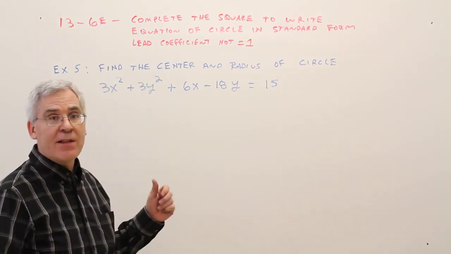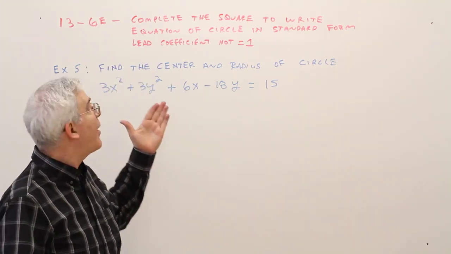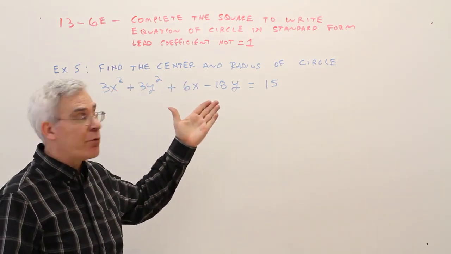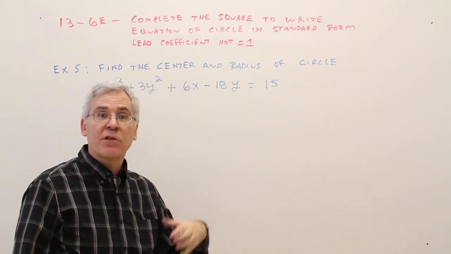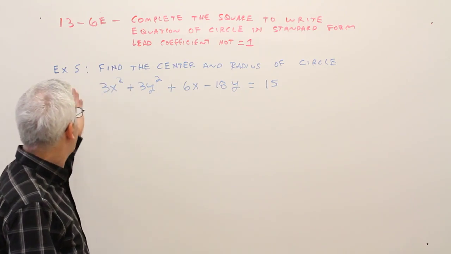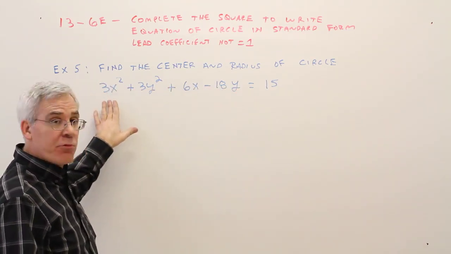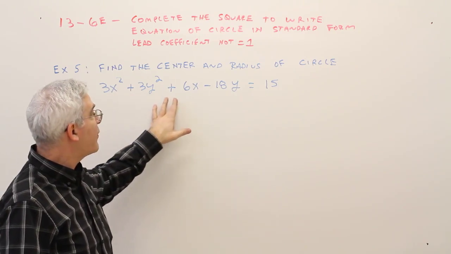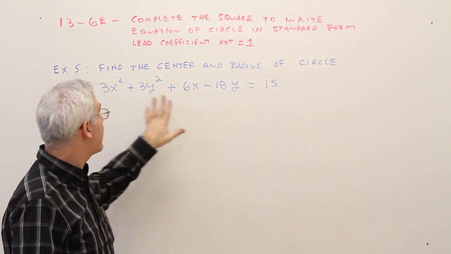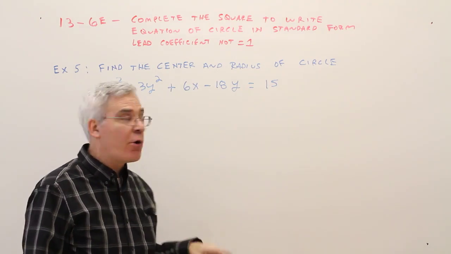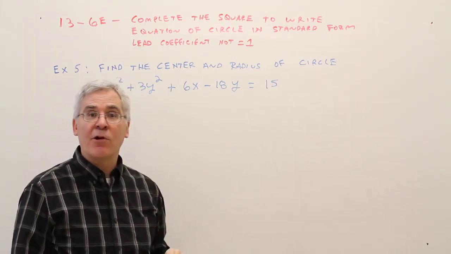Welcome to video 13.6e. Complete the square to write the equation of a circle in standard form when the lead coefficient is not equal to 1. So here's example 5. Find the center and radius of the circle 3x squared plus 3y squared plus 6x minus 18y equals 15. Notice my coefficients for x squared and y squared are not 1.